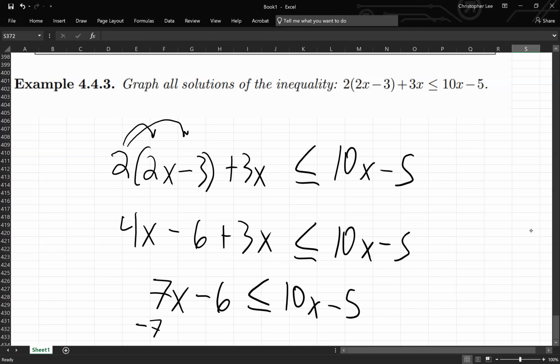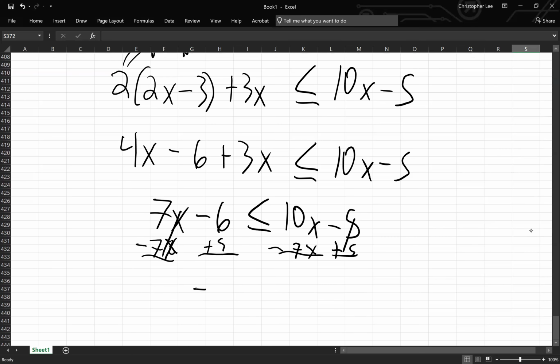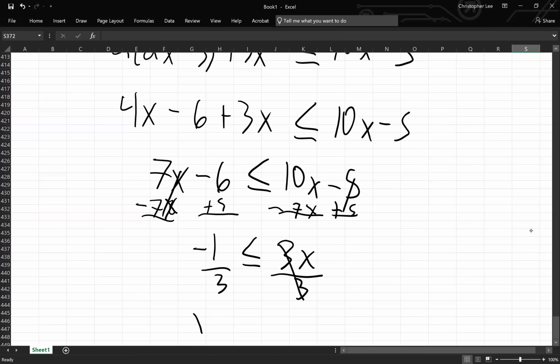Say I want to subtract 7x from over here. And add 5 over here. Okay, okay. Don't worry, you'll catch up. -1 less than or equal to, what's this, 3x? Divide by 3. Whatever I do to one side, I do to the other. Final answer, x is, here we go, greater than or equal to -1/3.